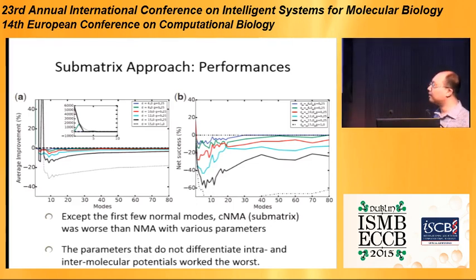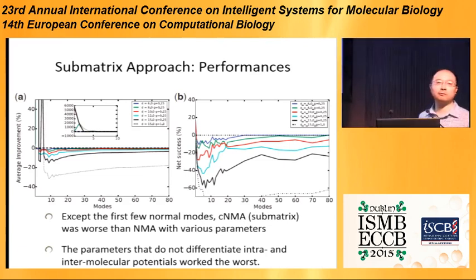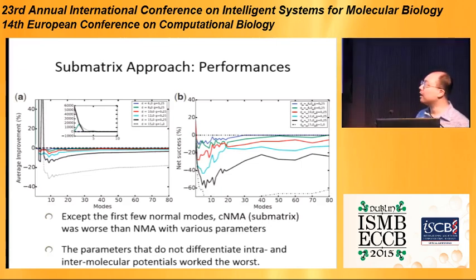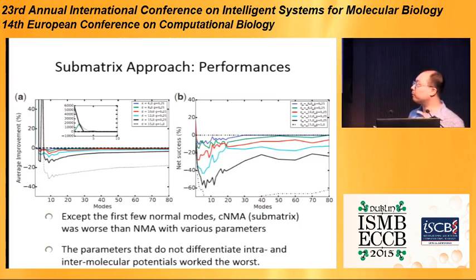So this is, of course, a hard conclusion to accept, but a silver lining was that if you look at this dashed line, which corresponds to the cases where you don't differentiate intra- and intermolecular interactions, the performance is actually worst. In other words, if you just blindly apply conventional normal mode analysis to an encounter complex, the performance will be very bad. So, how do we move on?